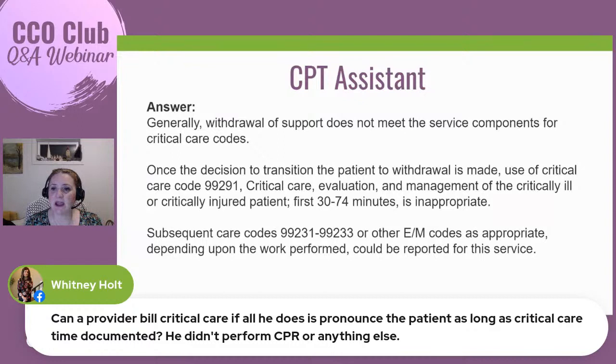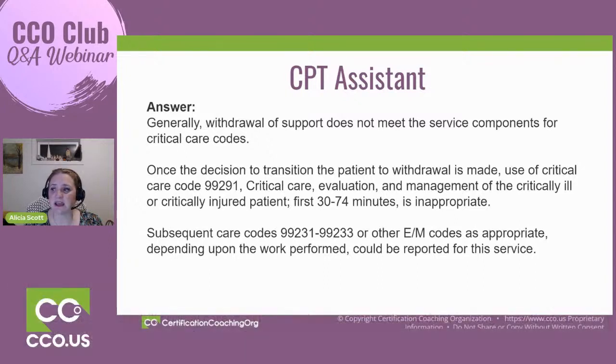Can a provider bill critical care if all he does is pronounce the patient, as long as critical care time is documented? He didn't perform CPR or anything else. Can the provider bill critical care if all he does is pronounce the patient? Is he pronouncing the patient deceased, Whitney? If that's the case, then no, they can't.